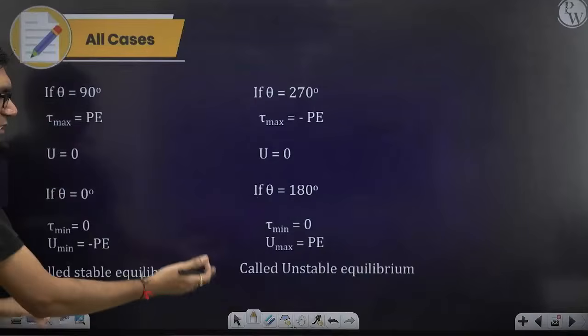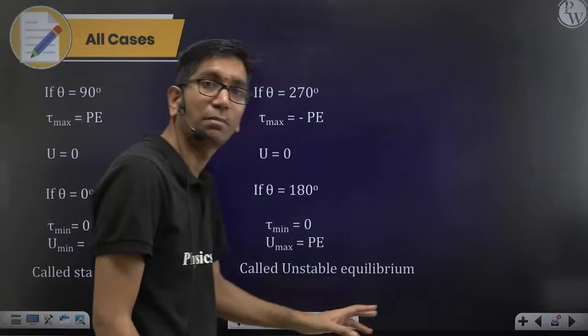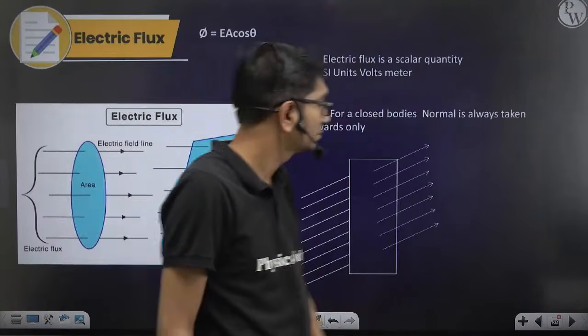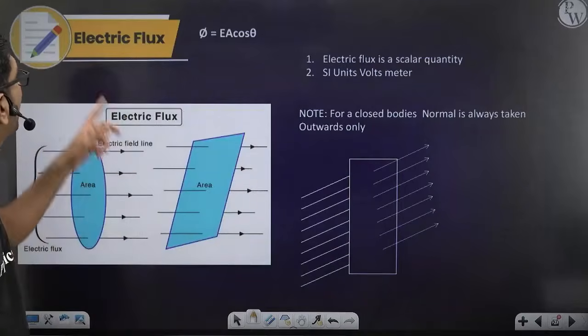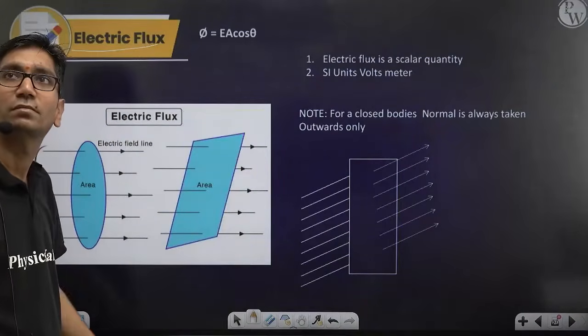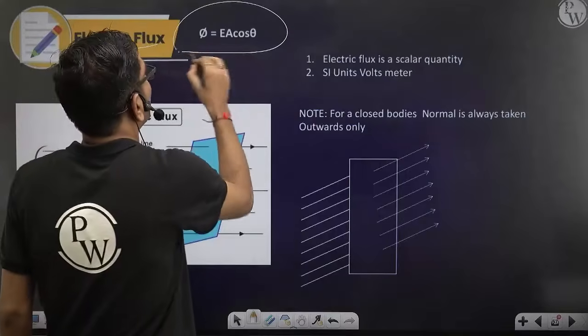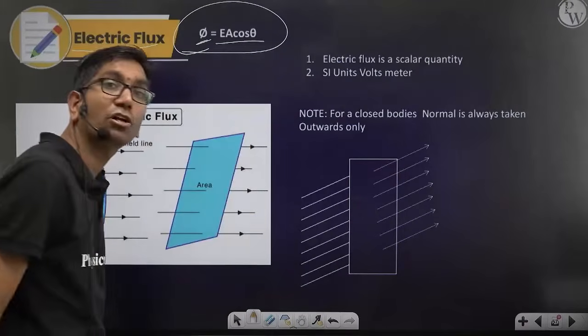I have written the cases here. Just go through this one. Remember this one, because while solving the numericals, it will be helpful for you. Electric flux. The formula is what? It is denoted by the symbol phi, and the formula is EA cos theta.